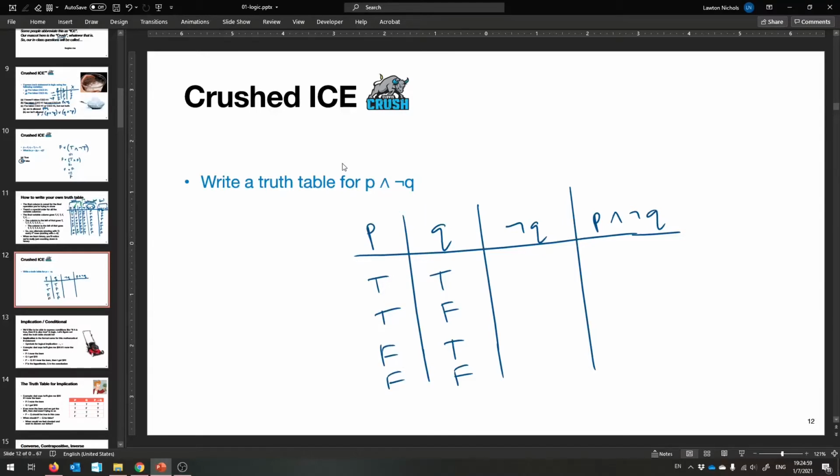And then this is not q, so we're just going to flip the q column. False, true, false, true. Hopefully this is becoming methodical now. P and not q. So we're considering these 2 columns, looking at each of these, and ANDing them together. So the only time it's ever going to be true is if they're both true. So we got a false, we got a true, we got a false, we got a false. So in this one case where they're both true, we finally get true. Okay? So that is P and not Q, the truth table. I hope you got that. Please come to office hours if any of this is not making enough sense.